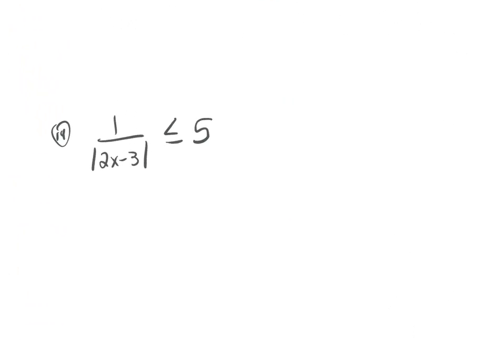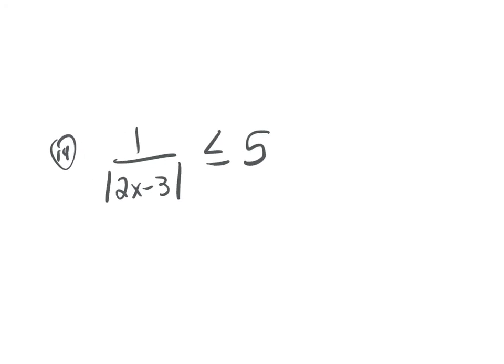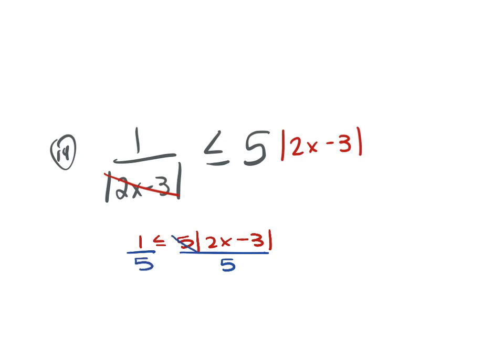Last example we're going to work through is number 14. So we have 1 over the absolute value of 2x minus 3 is less than or equal to 5. So for this one, we're going to treat this like an equation and just multiply each side by that absolute value of 2x minus 3 to get it away from that denominator. So we're going to have 1 is less than or equal to 5 times the absolute value of 2x minus 3. We're going to divide each side by that 5 so that we can isolate that absolute value. So it's just 1/5 is less than or equal to the absolute value of 2x minus 3.